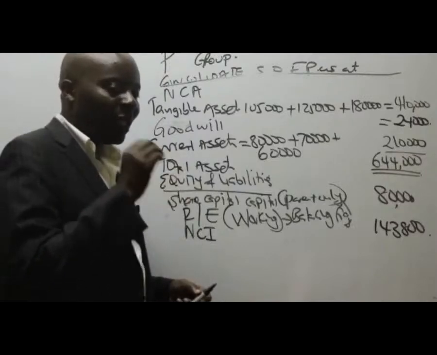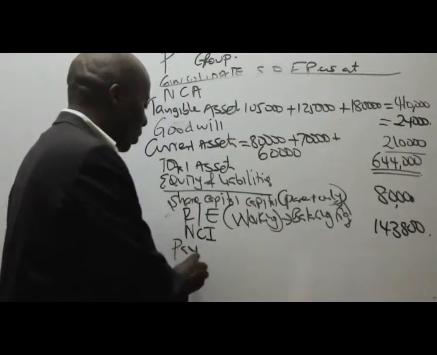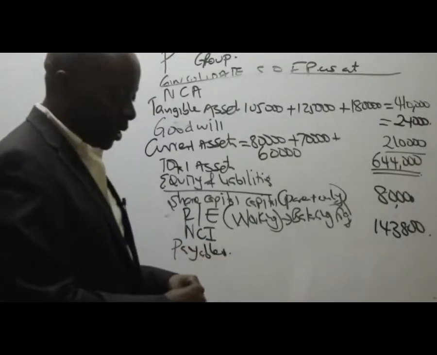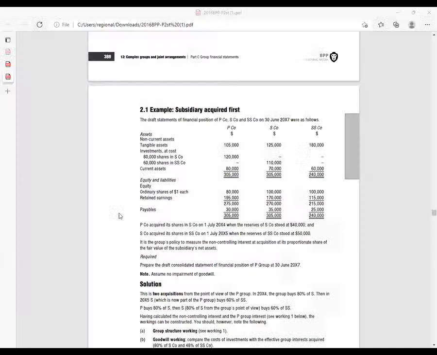Liabilities, normally we start with the non-current, the loans. They are not there. So here we only have the short term, which are the payables. What do we have here for payables? You can see payables, we have 30, 35, and 25. We are only consolidating, so we have 30,000 plus 35,000 plus 25,000. So then that will give me what figure for payables?